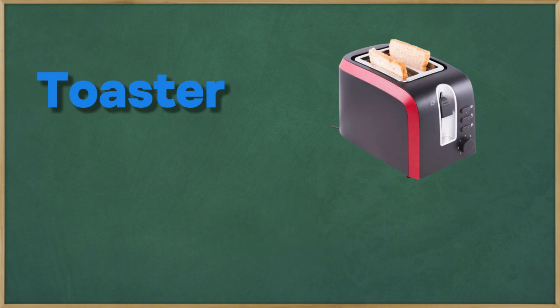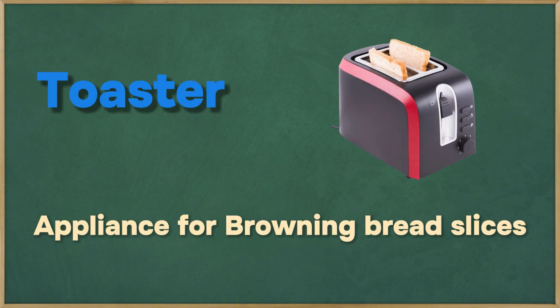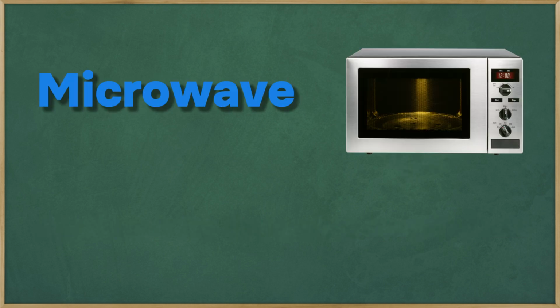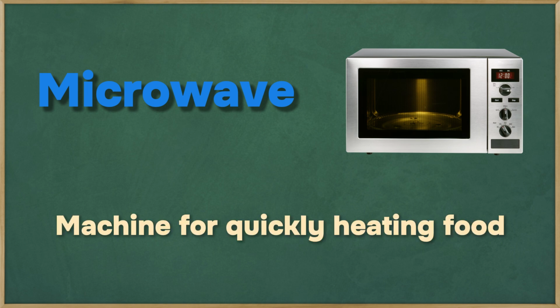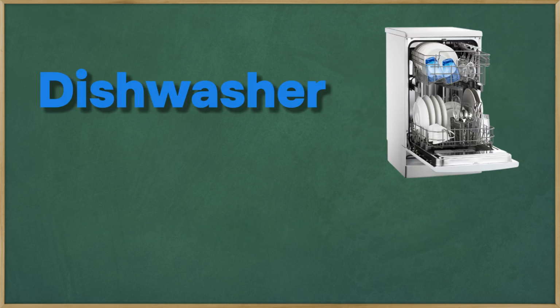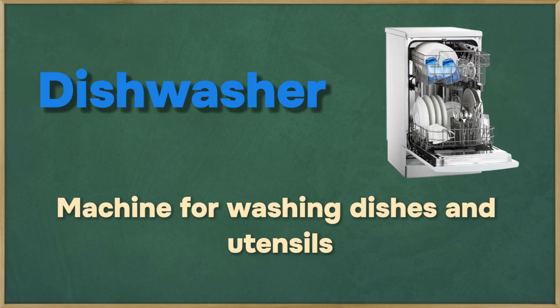Toaster. Appliance for browning bread slices. Microwave. Machine for quickly heating food. Dishwasher. Machine for washing dishes and utensils.